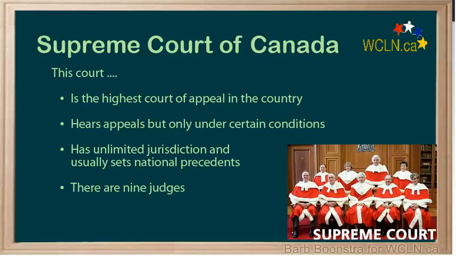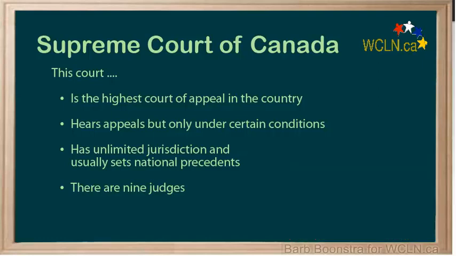The Supreme Court of Canada is the highest court of appeal in the country. It hears appeals, but only under certain conditions. The issues must be of national importance, and the law is required to be interpreted. It has unlimited jurisdiction and usually sets national precedents when issuing a decision. There are 9 judges on the Supreme Court. They are appointed by the federal government and can serve until they reach the age of 75.